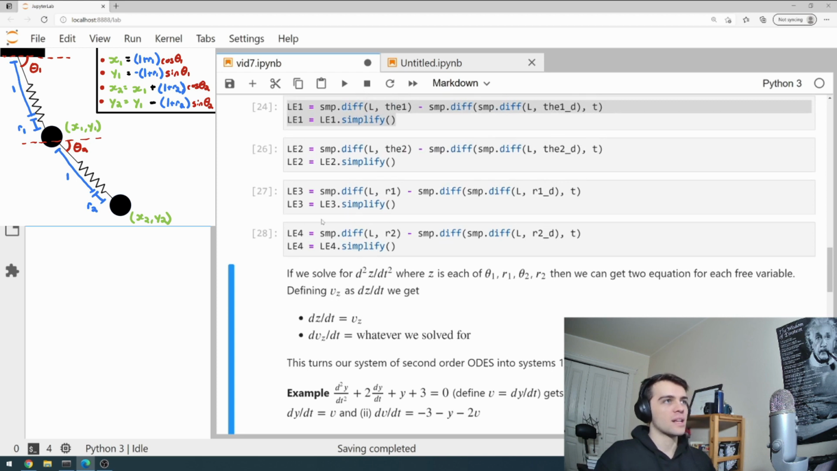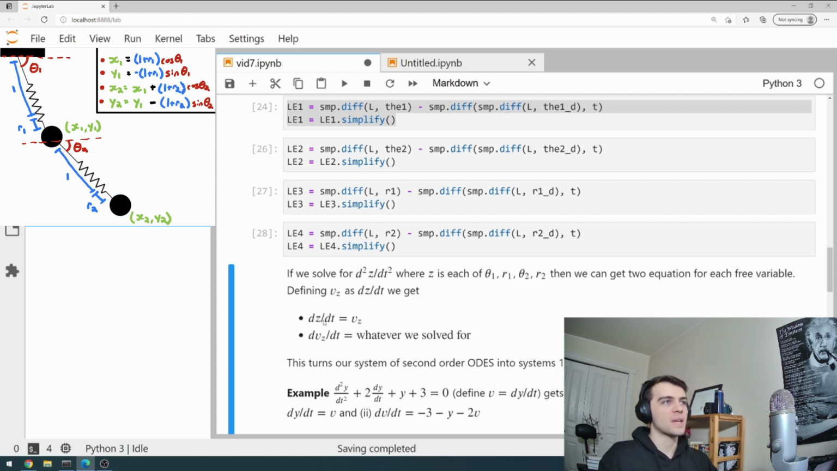So you'll note in all 4 of these Lagrange's equations, we have second order derivatives of theta 1, r1, theta 2, and r2. And we have first derivatives of those 4 variables as well. For each one of those, I'm going to let z be an arbitrary one of those 4, so z can take on any of these values. We get 2 equations per free variable, because remember, we have second order differential equations. So vz is dz/dt. Remember, z can be any one of these.